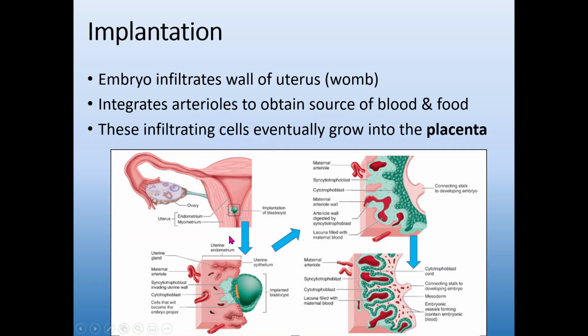So you can see that happening in this picture. We have our blastocyst making contact. It's starting to migrate these surrounding cells into the endometrium. They actually physically envelop those arteries so that they can integrate them into their own system. This process is what will eventually evolve into the placenta. So this combination of the blastocyst cells surrounding the arterioles of the endometrium. It is not a placenta yet, it is still just a combination of tissue.